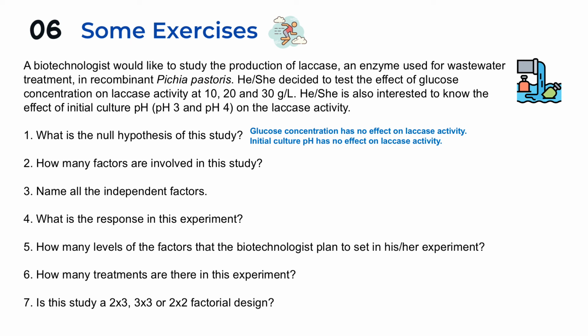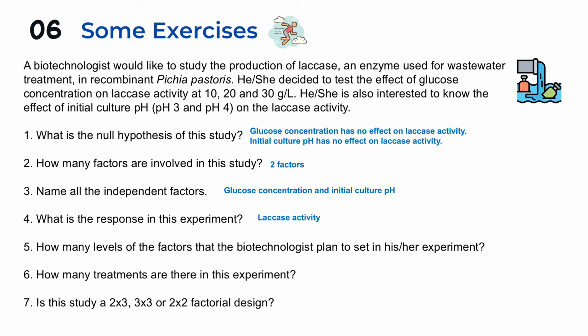The second question asks us how many factors are involved in this study. So obviously there are two factors. The third question, name all the independent factors. They are glucose concentration and initial culture pH. The fourth question, what is the response in this experiment? Response is normally the thing that we want to measure, or the dependent variable. So in this experiment, it is the laccase activity.